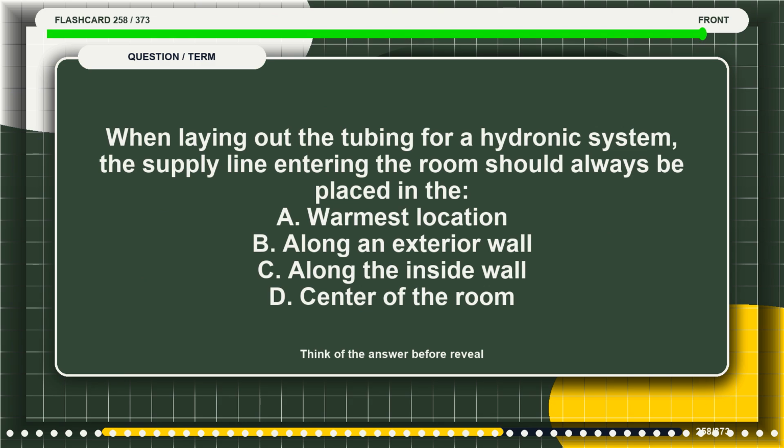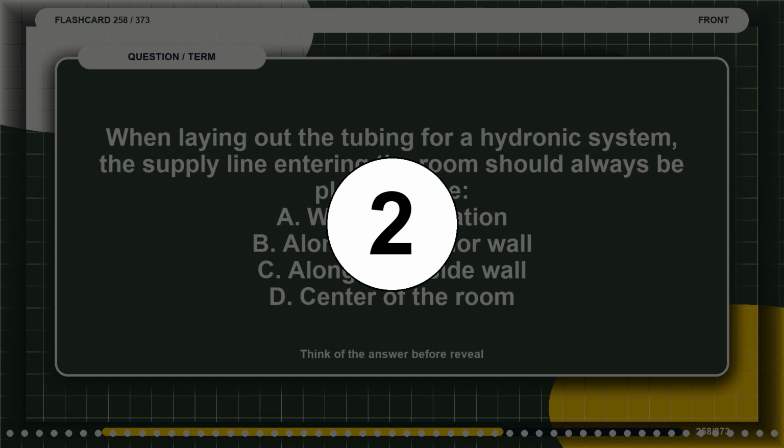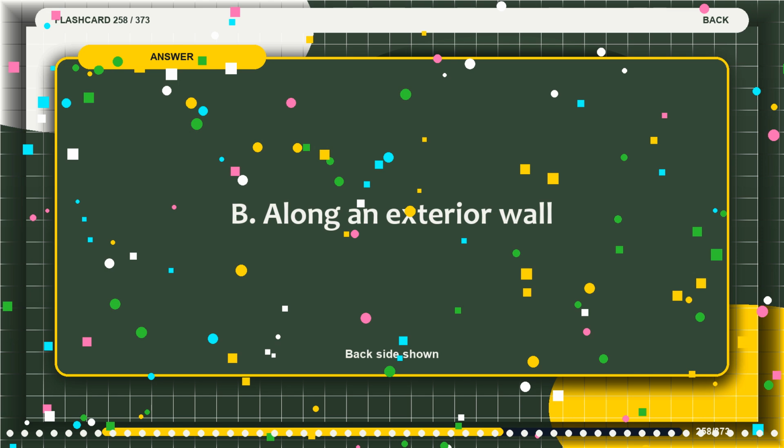Flashcard 258. When laying out the tubing for a hydronic system, the supply line entering the room should always be placed in the A. Warmest location. B. Along an exterior wall. C. Along the inside wall. D. Center of the room. Think of the answer before the reveal. The answer is B. Along an exterior wall.